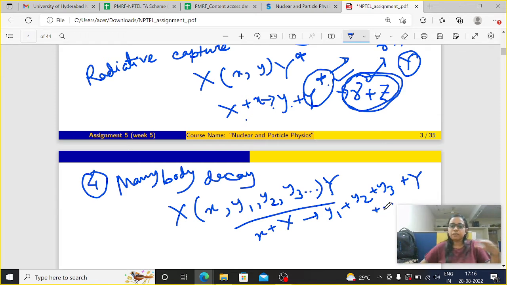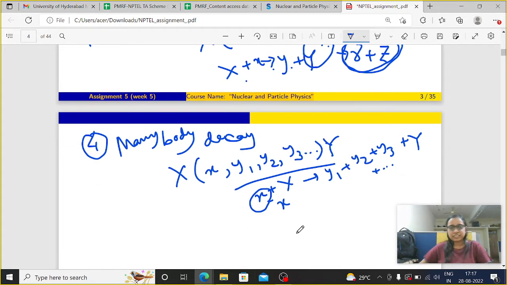So basically many body decay is nothing but a generalization of a two body decay. Many body decay means we can have as outgoing particles not only two, there can be 2, 3, 4, 5, 6, so many particles. And many body decay happens when the energy of that small x is very large. If it is very large, then it may decay into a number of outgoing particles. So this is an example of many body decay.